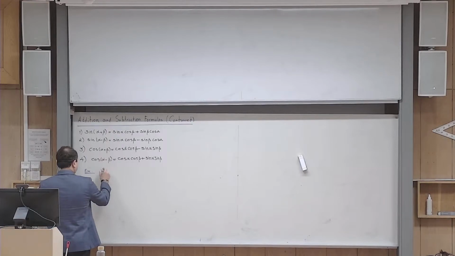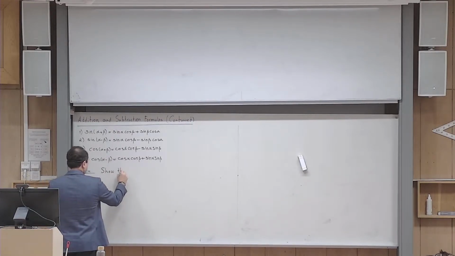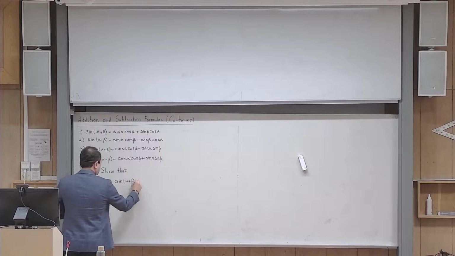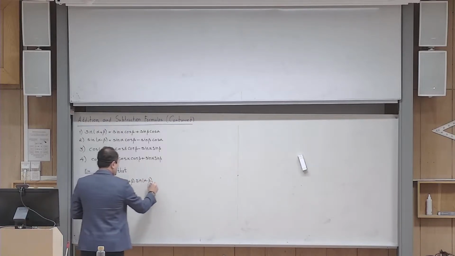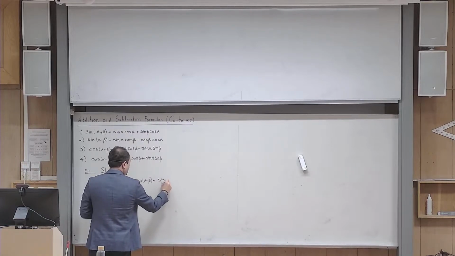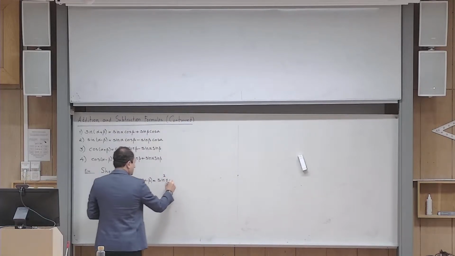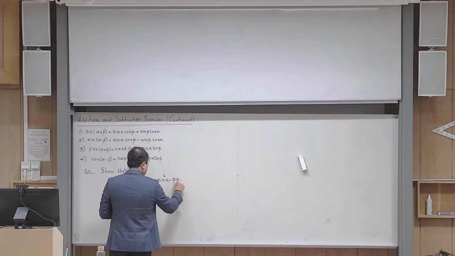Show that sine of alpha plus beta multiplied by sine of alpha minus beta is equal to sine alpha squared minus sine beta squared.